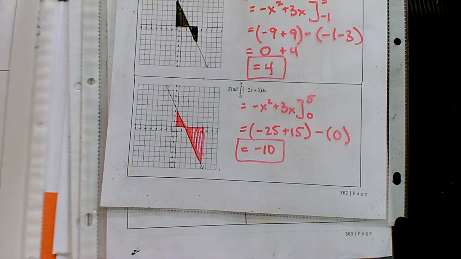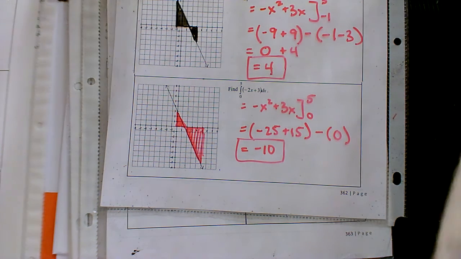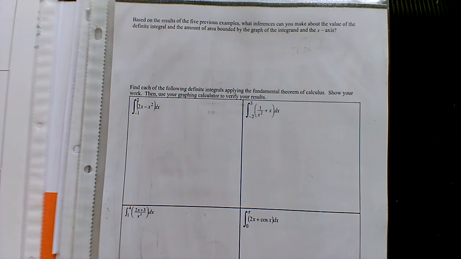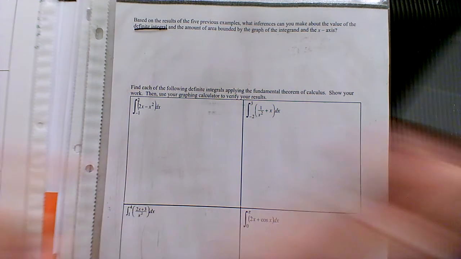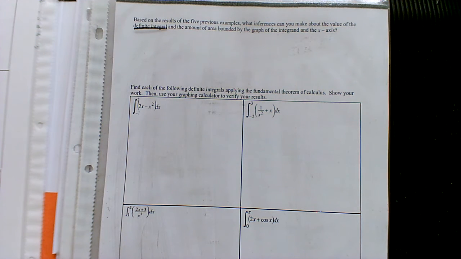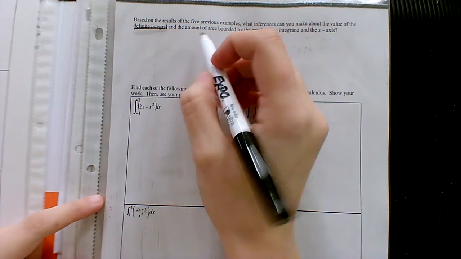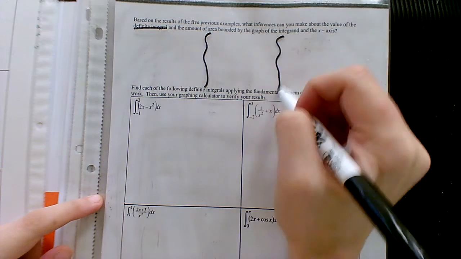Based off of these examples, we have 3 different conclusions, or 3 different values that we can get in the end for this area, and we're going to summarize those on the next page. So at the top, it says, based on the results, what inferences or conclusions can you make about the value of a definite integral? Definite meaning you know the bounds. You're able to plug something in to get a number. So we have 3 different cases.